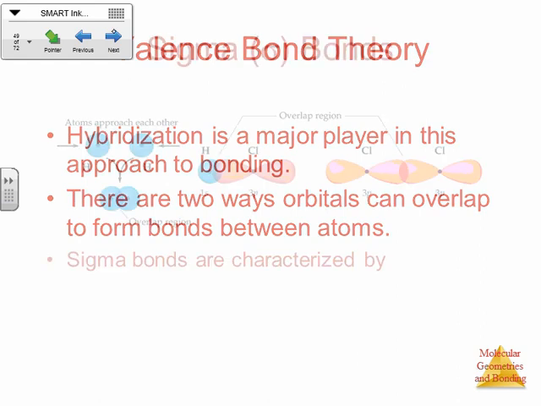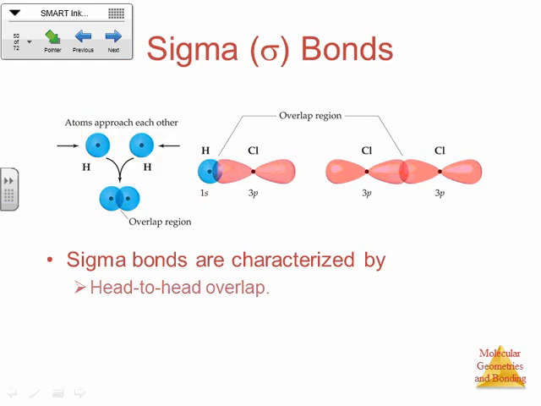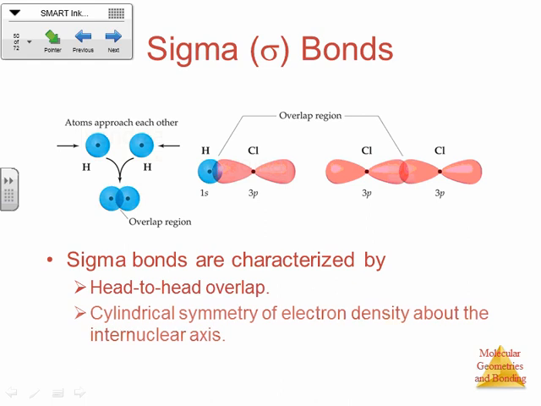Remember that from last year, sigma and pi bonding. So sigma bonds, that's direct overlap. This is an example of a sigma bond right here. This is an example of a sigma bond. This is an example of a sigma bond. So when you have that direct end-to-end overlap between two things.